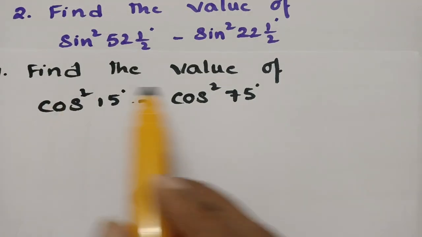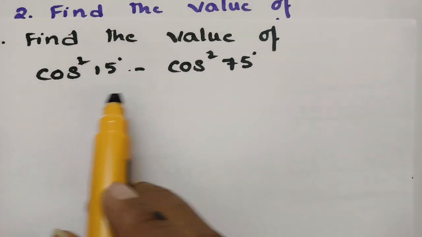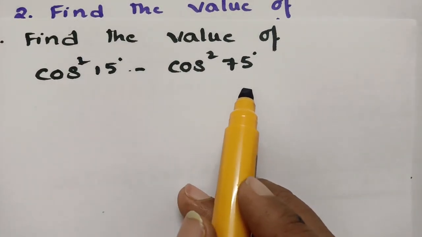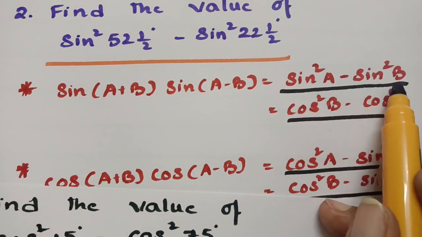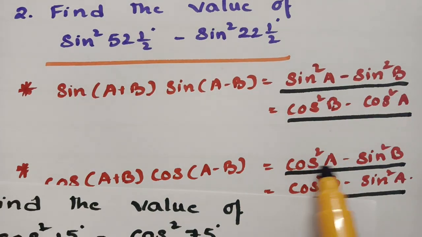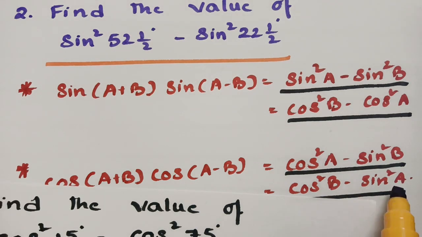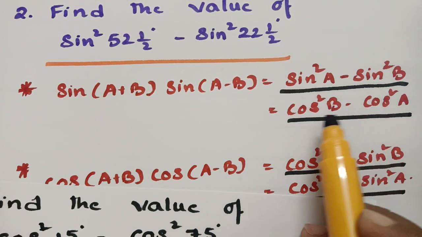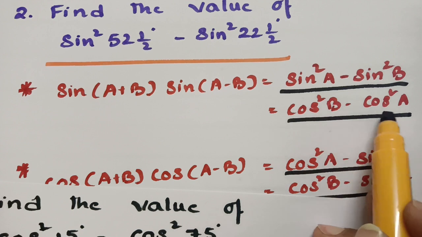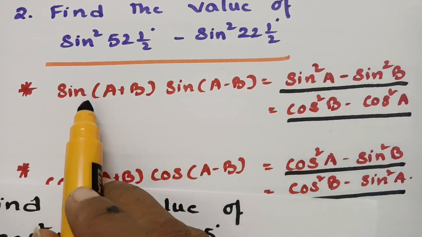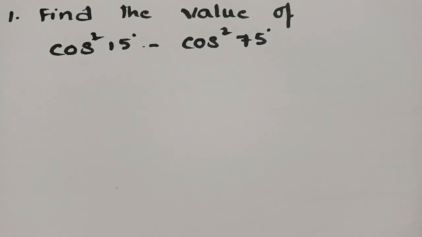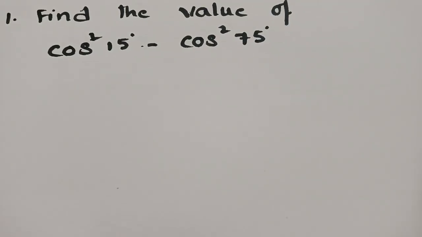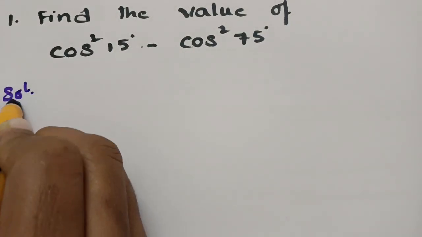So, in the first question, which formula is needed? We have to find out the value of cos square 15 degrees minus cos square 75 degrees. So both are cos. See here, both are sine, both are cos; sine, and again cos, sine. So we need this one. Both are cos here. Cos square b minus cos square a is equal to sine of a plus b into sine of a minus b. So I am going to use that formula.